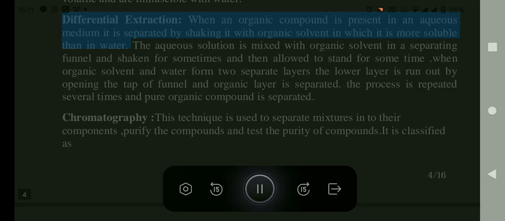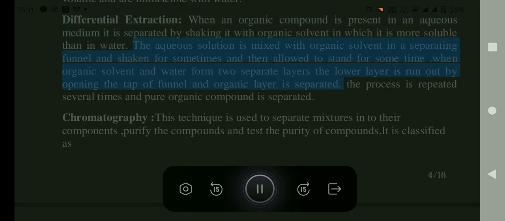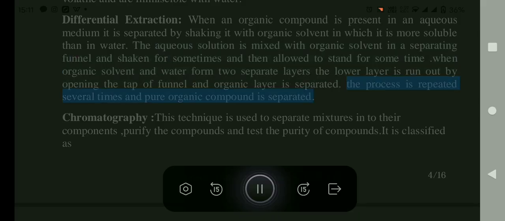Differential extraction. When an organic compound is present in an aqueous medium, it is separated by shaking it with an organic solvent in which it is more soluble than in water. The aqueous solution is mixed with the organic solvent in a separating funnel, shaken for some time, and then allowed to stand. When the organic solvent and water form two separate layers, the lower layer is run out by opening the tap of the funnel and the organic layer is separated. The process is repeated several times and the pure organic compound is separated.